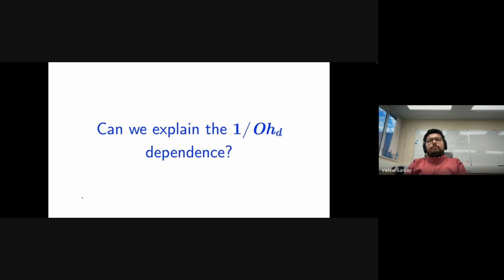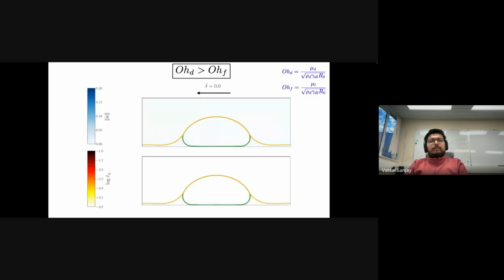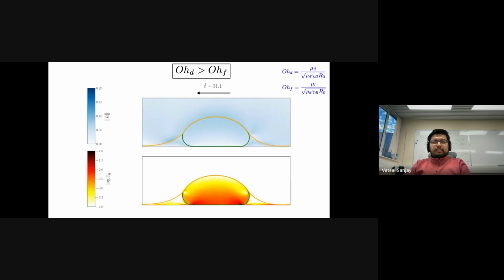Okay, so for now, first we asked: can we explain this 1 over Ohnesorge D dependence? This is a dependence that we have seen in the previous slides. And for that, I show you two pictures. On the top, we have the velocity field, and on the bottom, we have the log 10 of the viscous dissipation function. It's done on a log 10 scale so that you can identify the differences between regions of high dissipation in dark color and regions of low dissipation, which are in light colors.